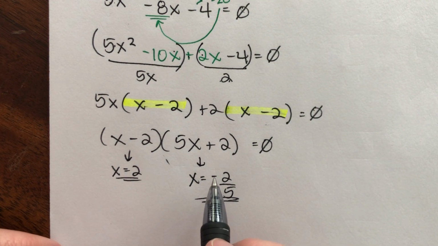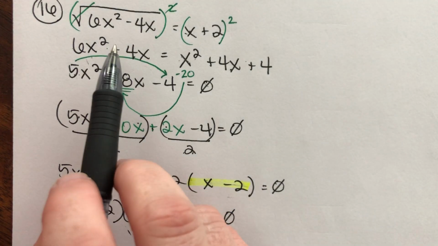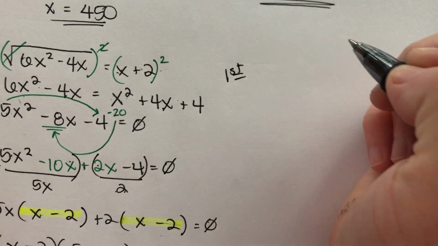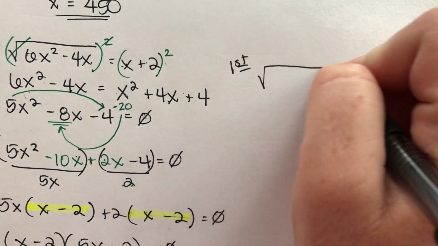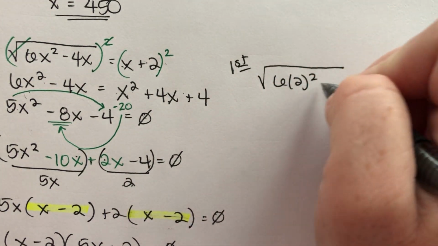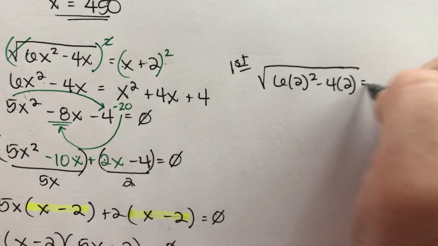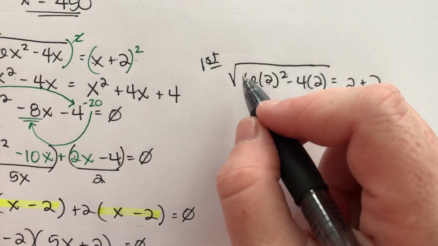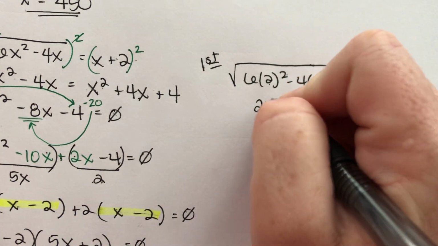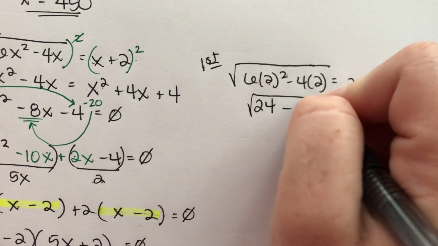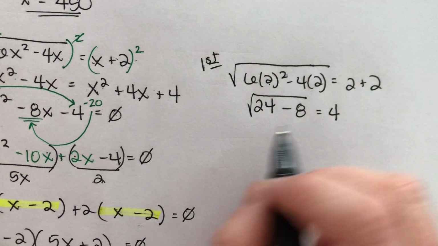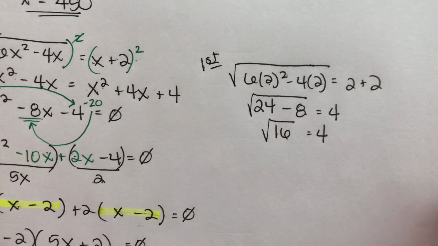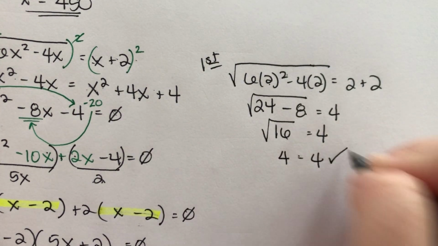Now I want to plug them both back into my original equation way up here at the top and make sure they both work. Okay, so first I had x equals 2. I'm going to plug that in first. Square root of 6 times 2 squared minus 4 times 2 equals 2 plus 2. Now I just got to simplify. 2 squared is 4. 6 times 4 is 24 minus 8 equals 4. 24 minus 8 is 16. And the square root of 16 is 4. So that is true. That works.